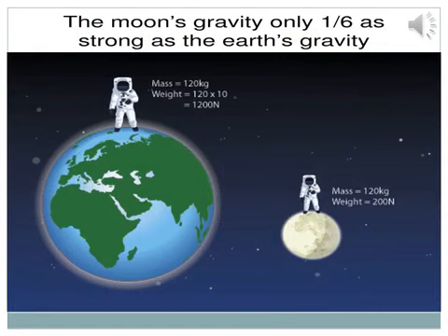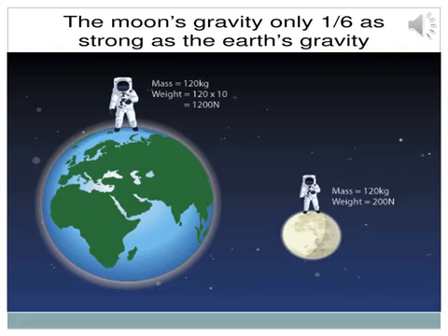It means that the moon's gravity is only 1 by 6 as strong as the earth's gravity. Suppose a man has mass 120 kg, then his weight will be equal to mass into acceleration due to gravity. Here g is taken as 10 meter per second square, then his weight will be equal to 1200 Newton.